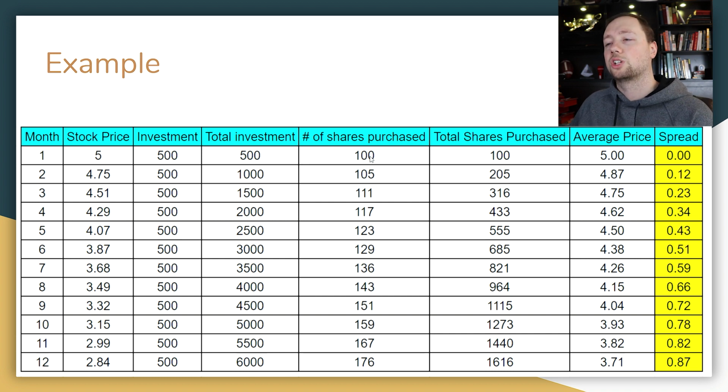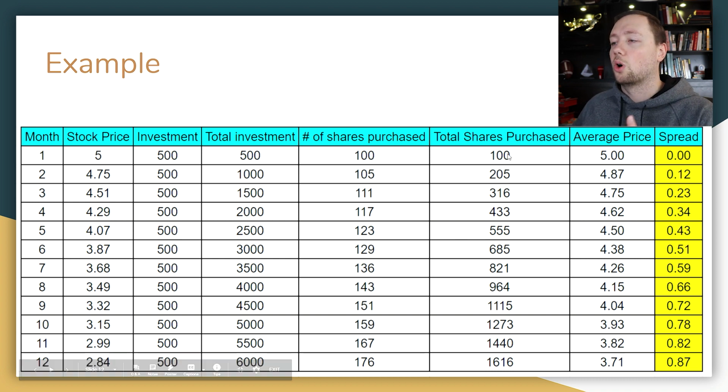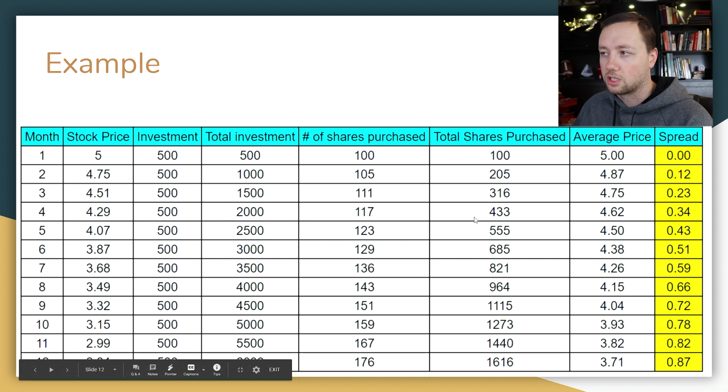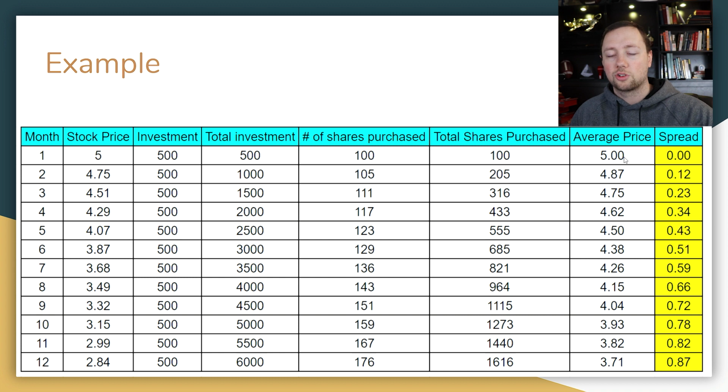This is the number of shares we are purchasing with each and every single month. As you can see, it gets higher and higher as we go down because the stock is getting cheaper. And this is the total number of shares that we've purchased in total. So at the end of 12 months, this person will own 1,616 shares. Now, here is the important price here. So this is the average price. So obviously on your first month, you buy 100 shares at $5, your average price is $5. When you buy in the next month and the stock is 5% cheaper, your average price is $4.87.